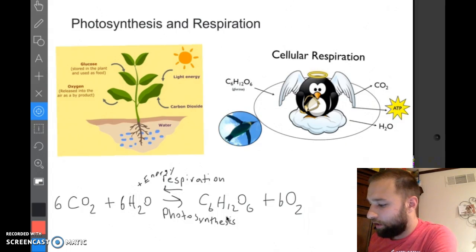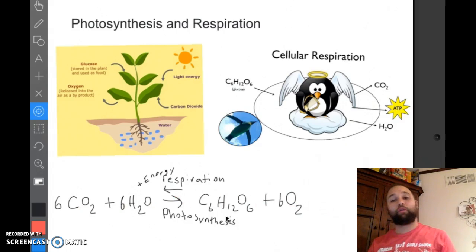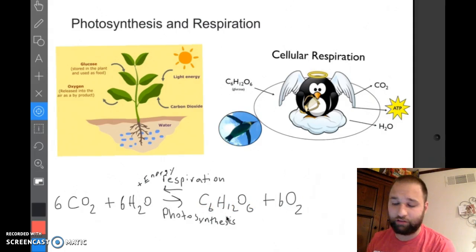As this equation proceeds from left to right, energy is stored in the chemical bonds. This is called photosynthesis. Photosynthesis uses light and makes glucose. As the equation proceeds from right to left, the energy is released into the cell and stored in ATP. This is called cellular respiration. Cellular respiration breaks down this glucose, breaks those bonds, releases that energy, and makes ATP and byproducts. Since you have all these carbons, hydrogens, and oxygens, you have to breathe out carbon dioxide and water.